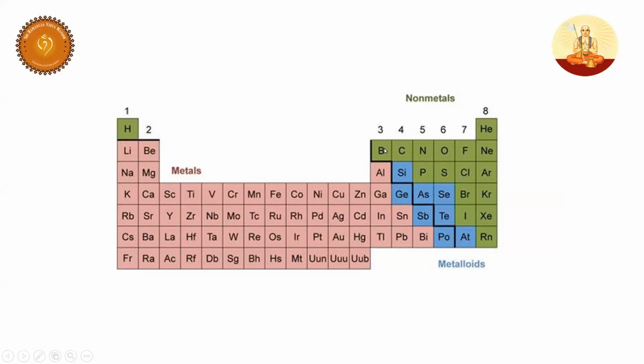The metals in the boron family are aluminium, gallium, indium and thallium. Not titanium, thallium. Okay, I hope you understood.